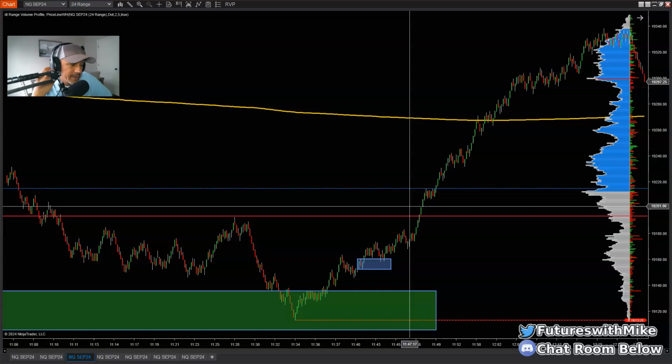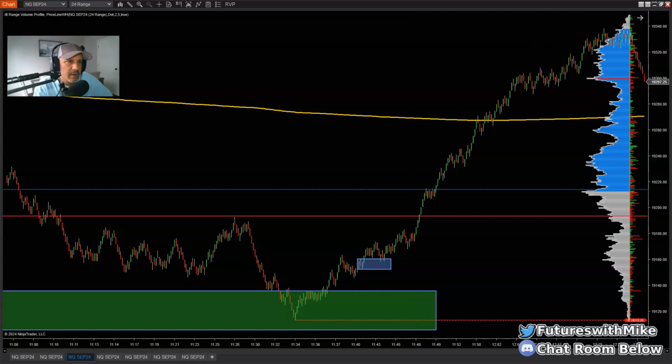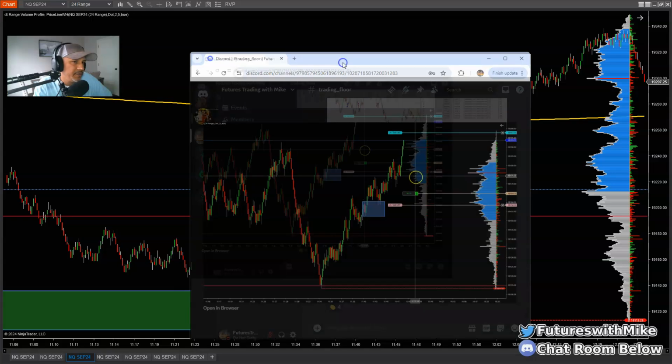Okay, so I only entered with 2 contracts there, but still, that allowed me to gross roughly $1,320 on that trade, minus commissions. But it was a beautiful trade setup. This was the trade that I took right here. I posted it over on the Discord. I'll show it to you.